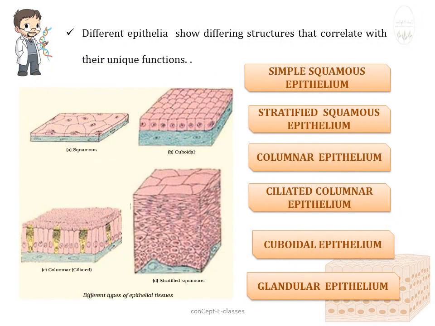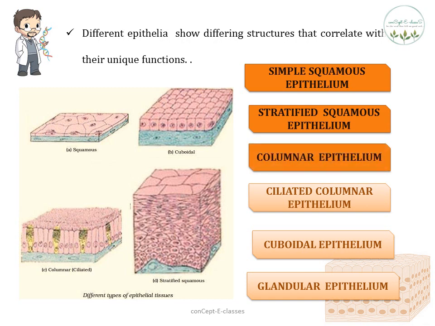Now let's understand the different types of epithelium. These different epithelia show different structures based on the functions they perform. First we have squamous epithelium. There is simple squamous epithelium and stratified squamous epithelium. Then we have columnar epithelium. We also have ciliated columnar epithelium. Then cuboidal epithelium, and finally glandular epithelium. So let's study each of these epithelia briefly.